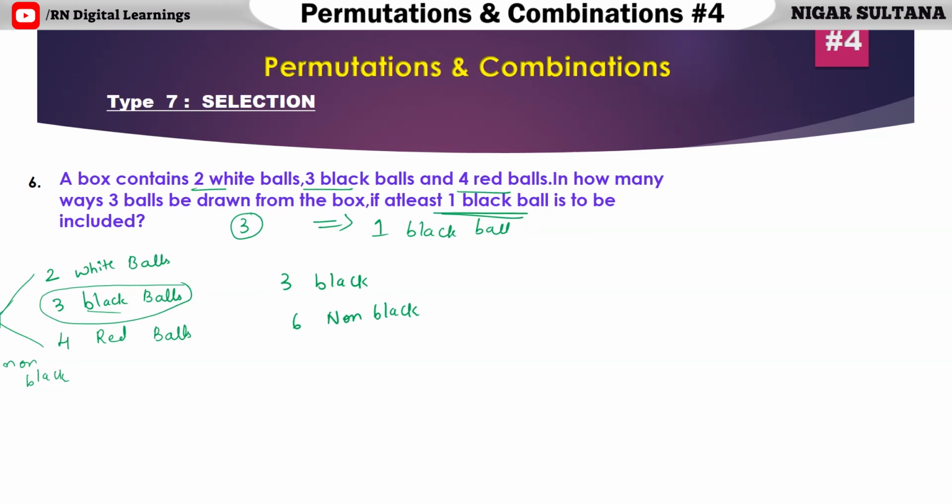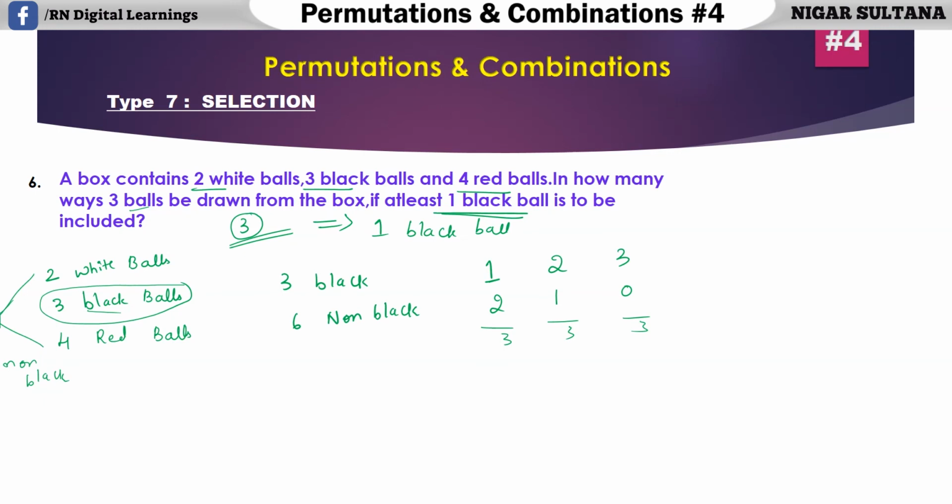Next, now the condition is 1 black ball has to be there. If I select 1 black ball, how many non-black have to be selected to make it 3? 2. 2 have to be non-black. Now at least 1 black. It can be more than 1 also. If I take 2 black balls, how many non-black? It is 1 non-black, right? Now I can consider this 3 black also. If I take this 3 black, there will be 0 non-black to make it 3. Okay, only 3 have to be selected. See, the condition is only 3. 3 balls have to be drawn.